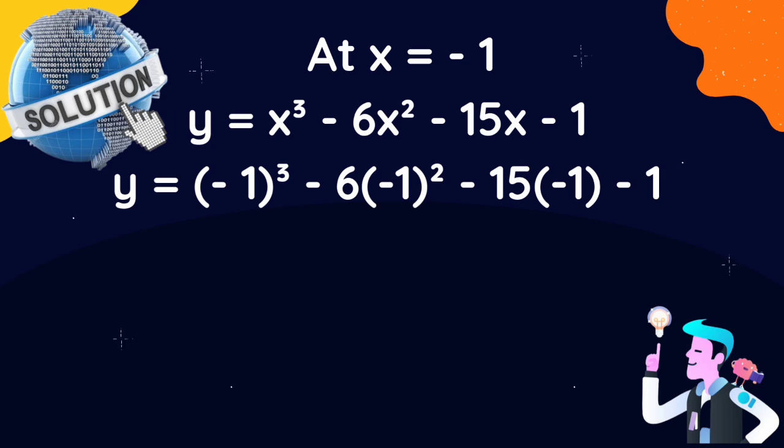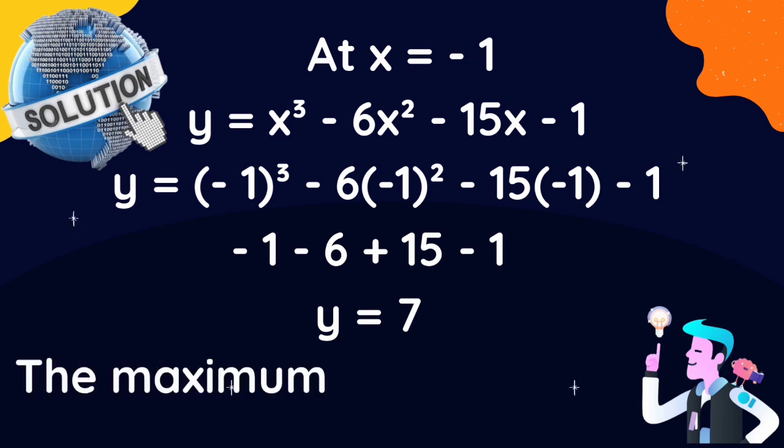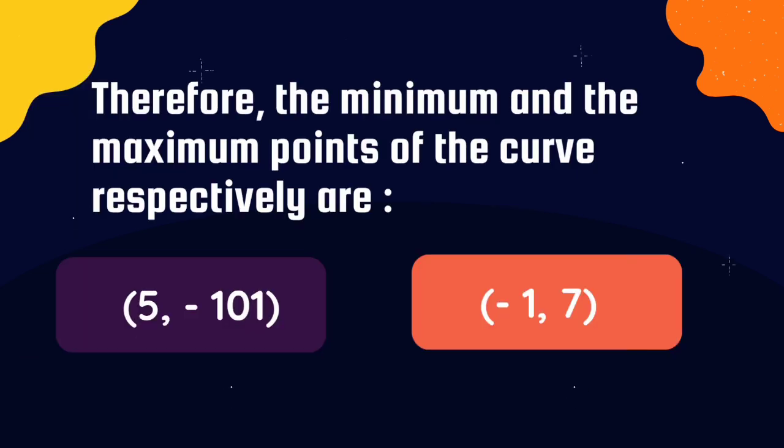Evaluating this by expansion, minus 1 times minus 1 times minus 1 will give you minus 1. While if you multiply minus 1 by minus 1, you're going to have plus 1. And when you multiply this by minus 6, you have minus 6. And you have plus 15 minus 1. And when you evaluate this, you have y equal to 7. So at x equal to minus 1, which is a maximum point, the corresponding value of y is equal to 7. So the coordinates of the maximum point are minus 1, 7.